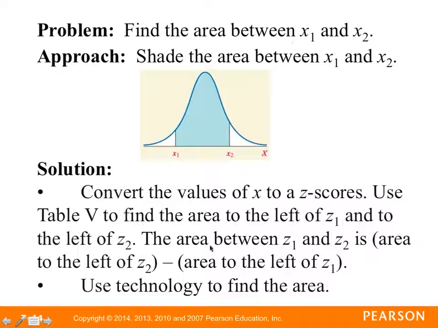If you want area between, then you calculate both z-scores. You use table 5 to find the area to the left of z1 and to the left of z2, and then you just find the difference between the two. And you always want to subtract in a way so that you get a positive answer. It wouldn't make sense to have a negative area, so you want to make sure you take the largest number minus the smallest number.